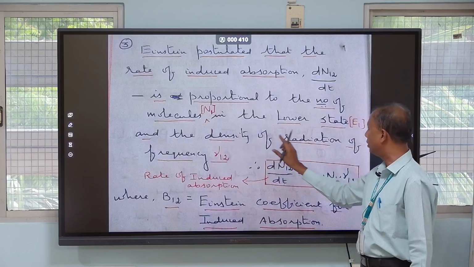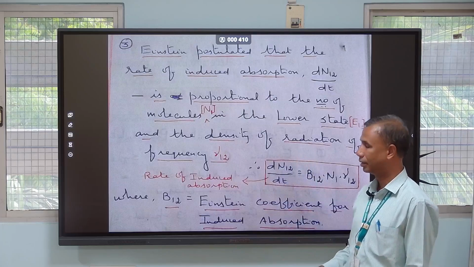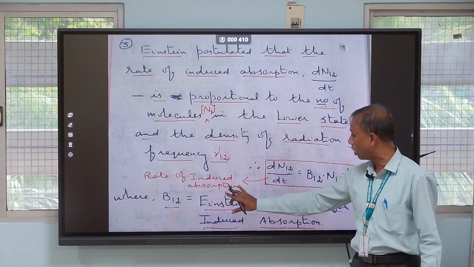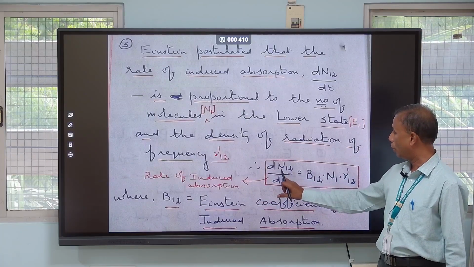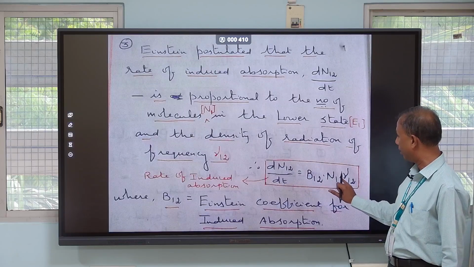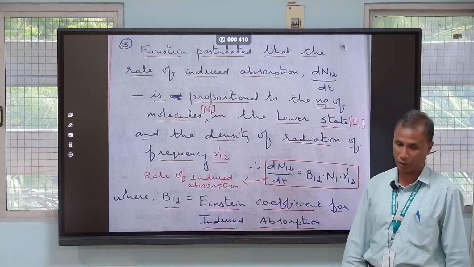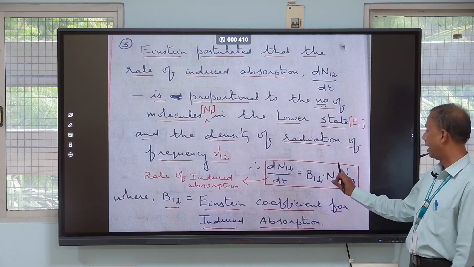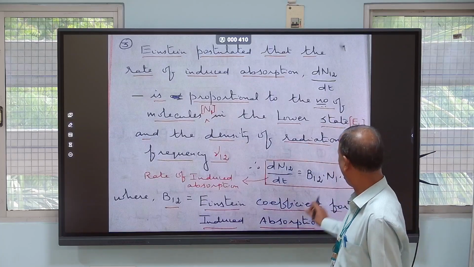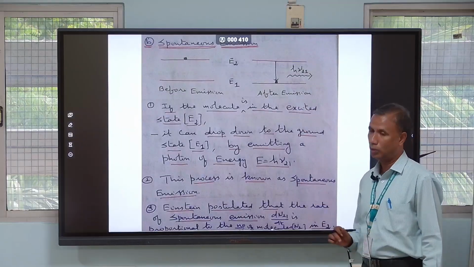And the second thing, the density of radiation you pass, in terms of frequency, so it is nu 12. Therefore the rate of induced absorption dN12 by dt is nothing but B12 N1 times nu 12. B12 is the Einstein coefficient for induced absorption. N1 is the number of molecules or systems in the ground state, and nu 12 is the frequency of radiation you passed.